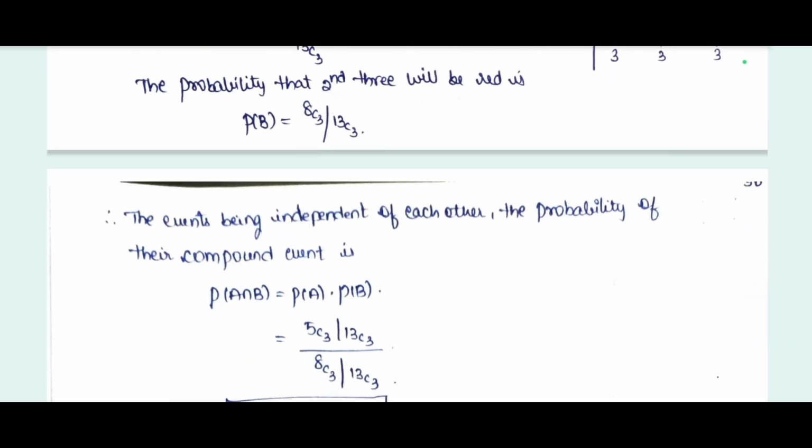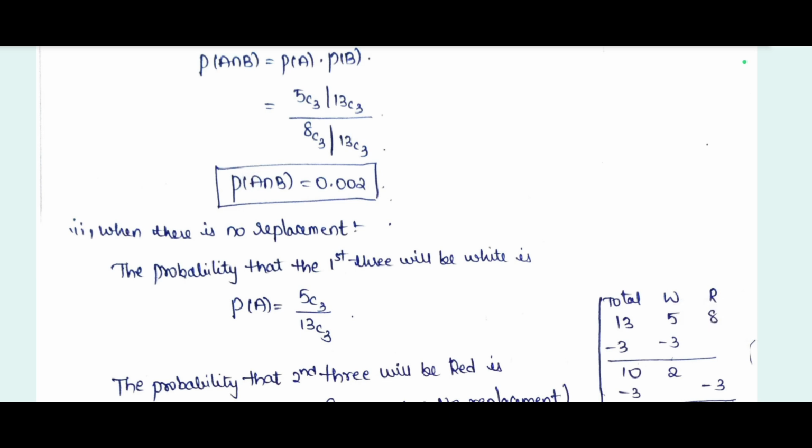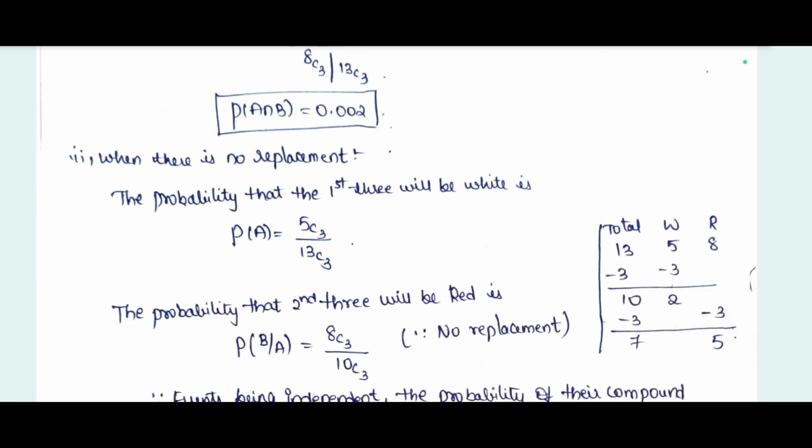Events being independent of each other, the probability of their compound event, probability of A intersection B, is equal to probability of A into probability of B. So that is 5C3 divided by 13C3 into 8C3 divided by 13C3. So the probability value is 0.002.